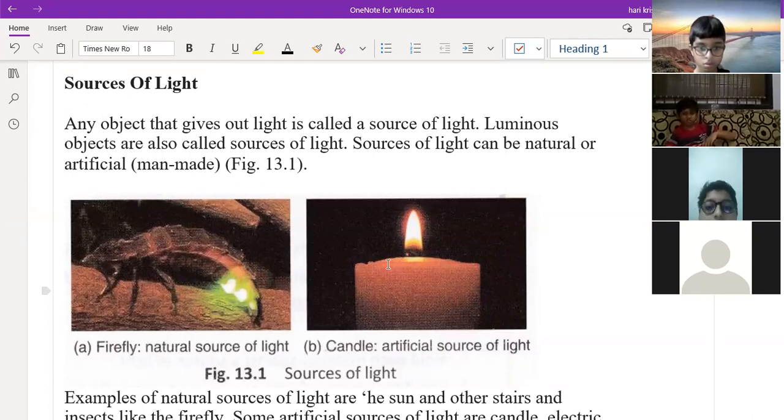Translucent, like butter paper. If we keep it under the sun, it will allow only some part of the light to fall on the ground. So I've done this experiment in real. Oh, you have already done the experiment. Actually, in my school, that was my homework, sir.